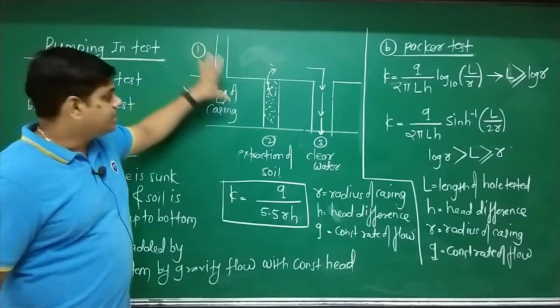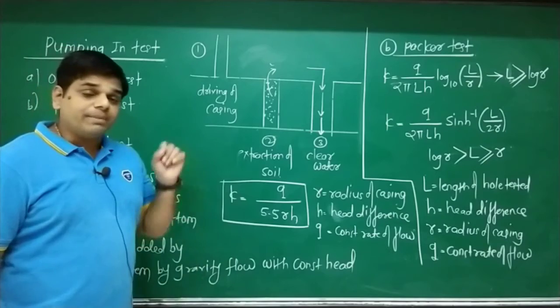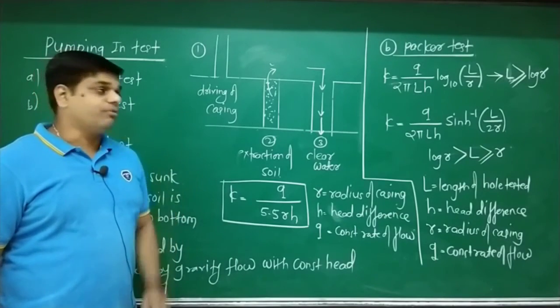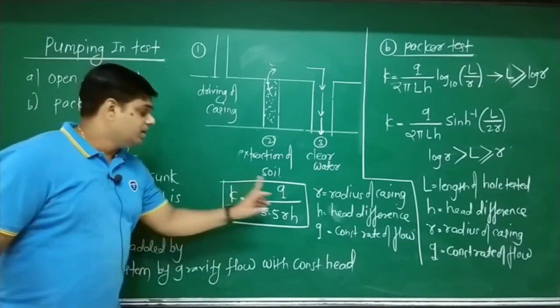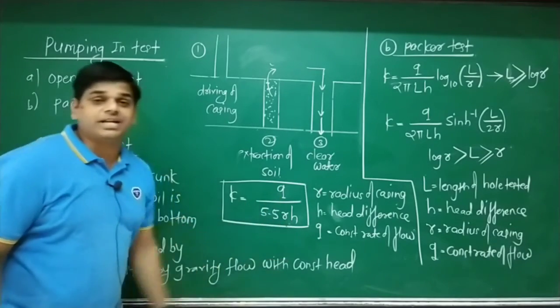So open pipe driven and water is passed. Now by using this technique, permeability is calculated by using the formula K equals to discharge divided by 5.5 into R H.